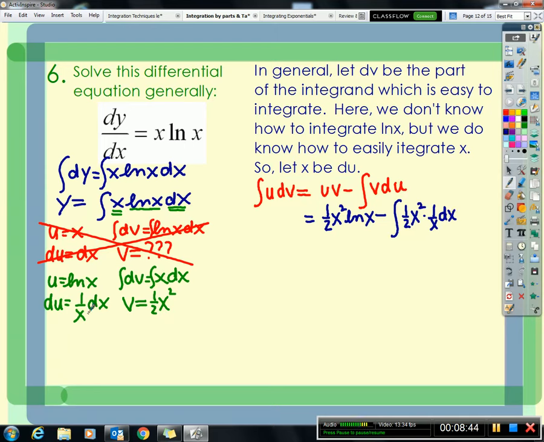Now, let me clean up a little bit. The outside, the 1 half x squared ln x, just recopy that. You don't do anything with it. I'm going to pull the 1 half out of the integral. Do you see that the x squared times the 1 over x is just x dx? So remember, the goal of integration by parts is for the new integral you create to be easier to manage than the original integral problem. And it is.